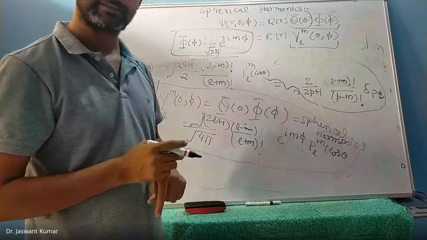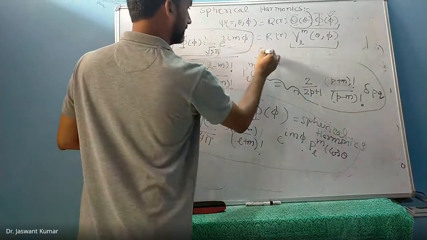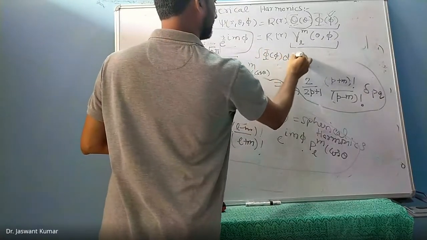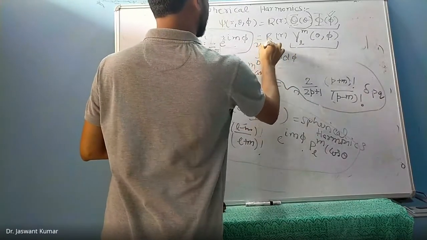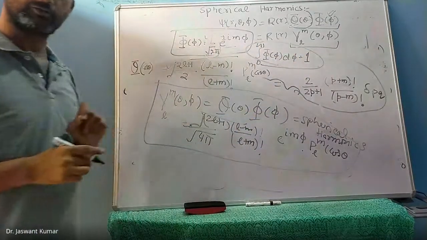है ना बच्चे? ये आपका normalization factor कहाँ से आता है बड़ी? How do you get this normalization factor? You write that the integral of phi of phi d phi between the limit 0 to 2 pi must be equal to 1. And that is how you get this 1 by square root of 2 pi.